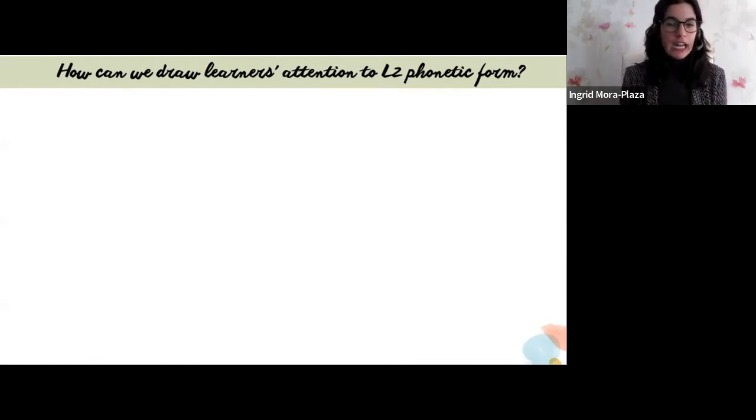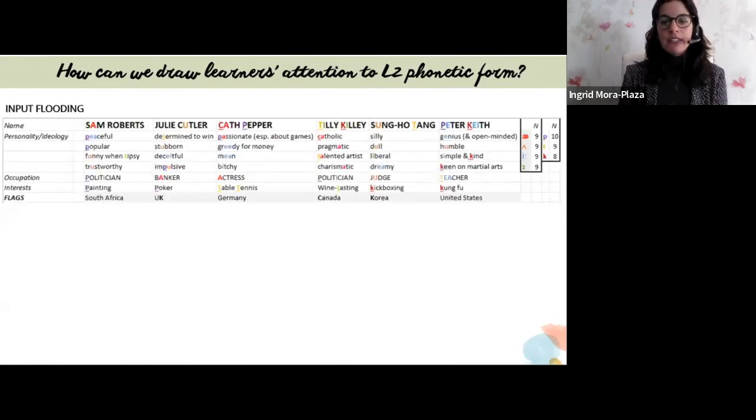So one technique is through input flooding. This is designing tasks whose stimuli contain many of the phonological features that your learners are struggling with. In this case, for our learners, two vocalic contrasts and also the initial vowels, voiceless stops, sorry. This can be done with any segmental or suprasegmental feature of the second language.